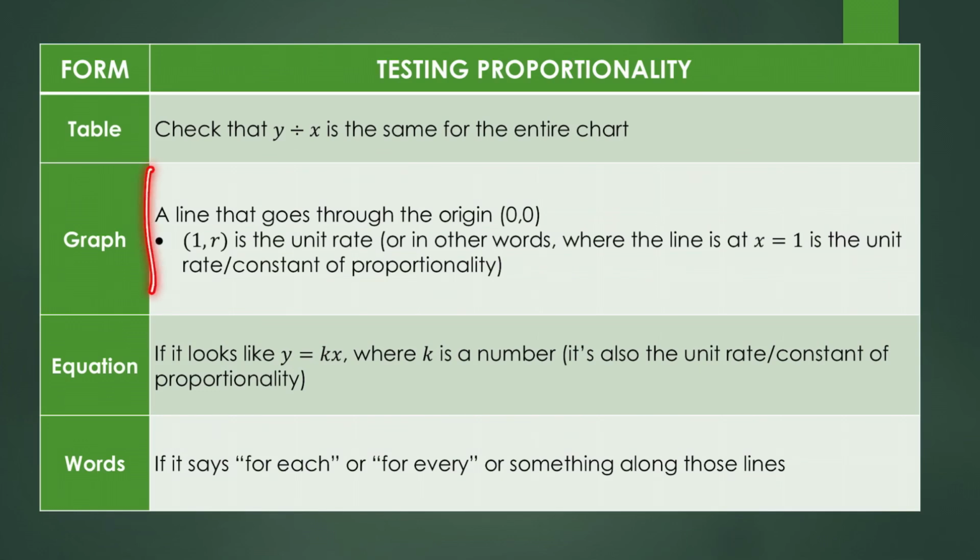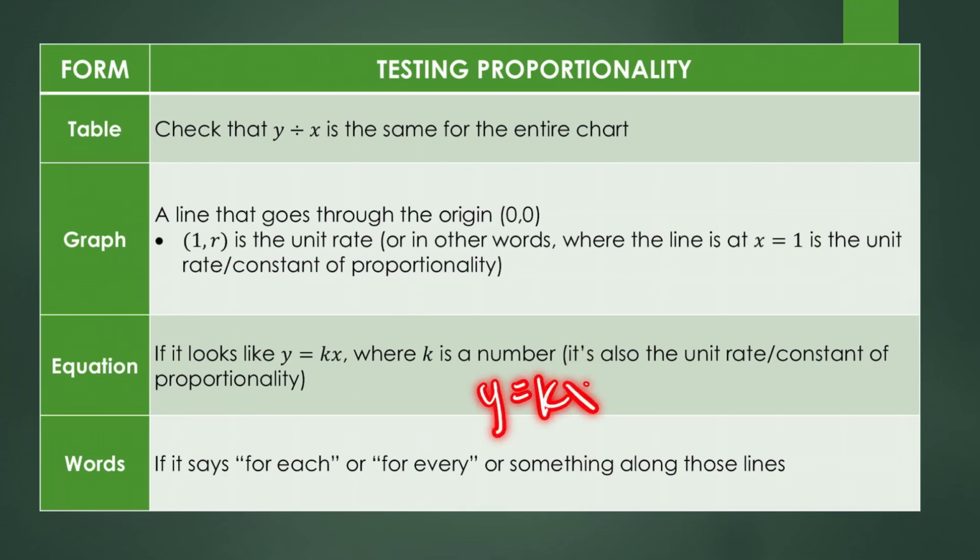We just went over graphs. It has to be a line that goes through the origin 0, 0, and then 1, r is the unit rate. So basically wherever the line is at x equals 1, that's going to be your constant of proportionality. If you have an equation that looks like y equals kx, where k is a number, so like y equals 4x, then that's your constant of proportionality, and you know that it's proportional.